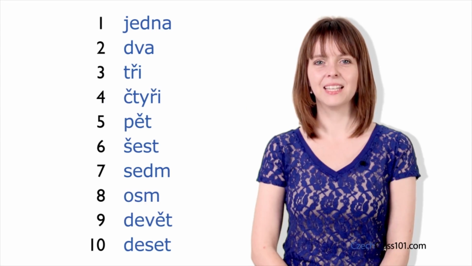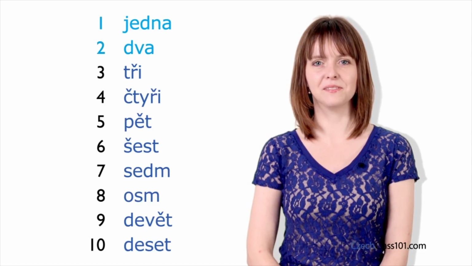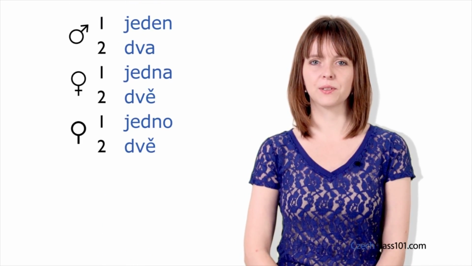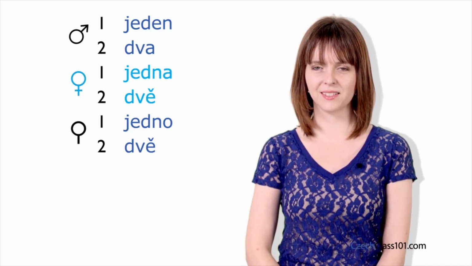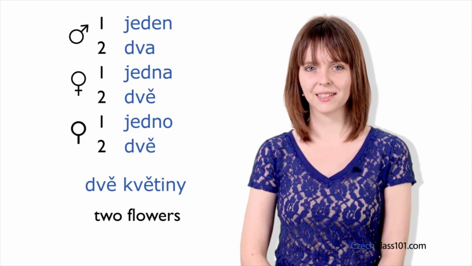Perfect. Now it's time for Veronica's insights. 1 and 2 can actually have 3 different forms. We use the forms 1 and 2 when counting feminine nouns. For example, 1 květina, meaning 1 flower, and 2 květiny, meaning 2 flowers.